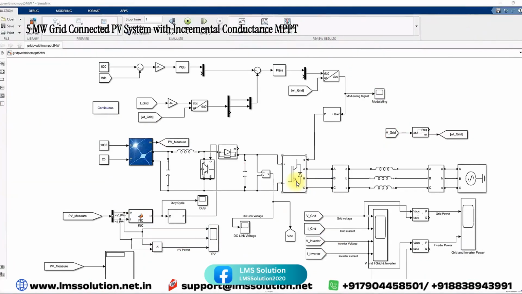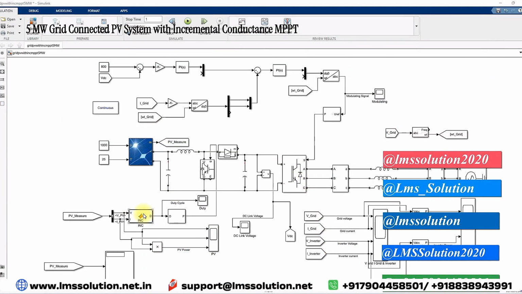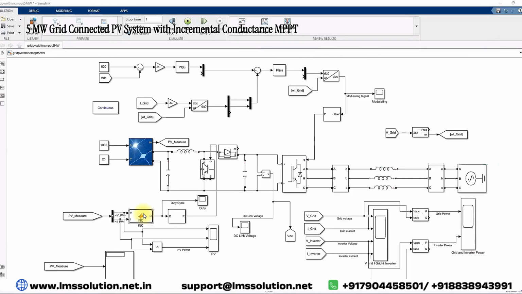Today we are going to see a 5 megawatt grid connected PV system with the incremental conductance MPPT. This is a simulation model for the 5 megawatt grid connected PV system with the incremental conductance MPPT. And here you can see that this is a PV array.